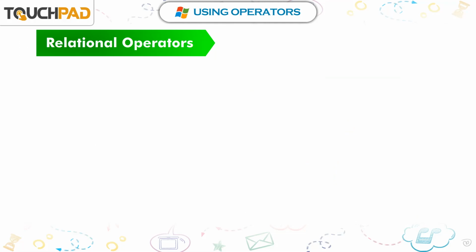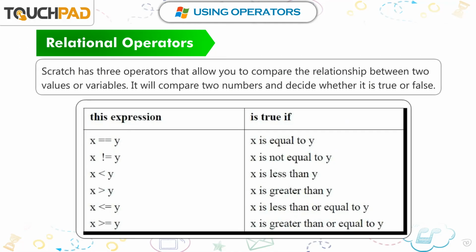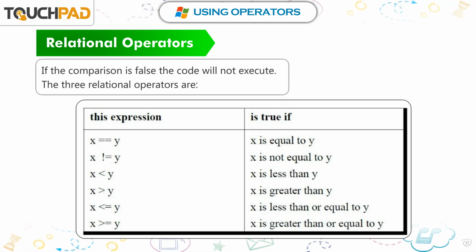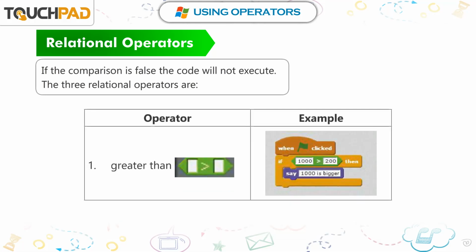Relational operators. Scratch has 3 operators that allow you to compare the relationship between 2 values or variables. It will compare two numbers and decide whether it is true or false. In the example below, if the comparison is true, the program will go down to the next line of code and do what is there. If the comparison is false, the code will not execute. The three relational operators are 1.